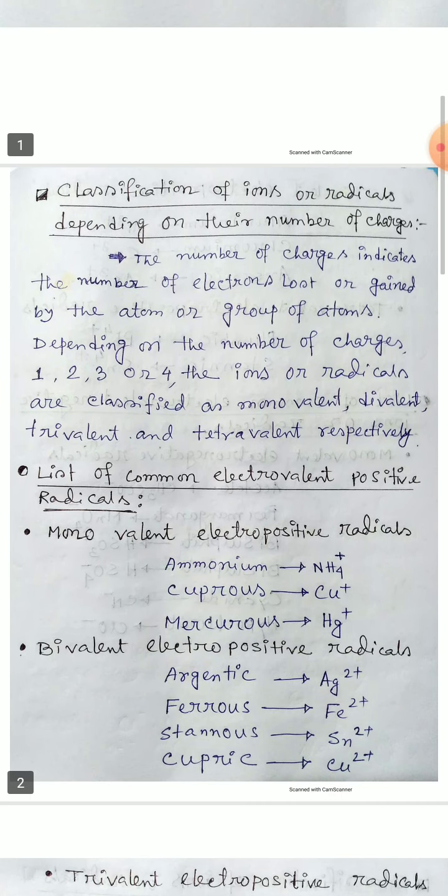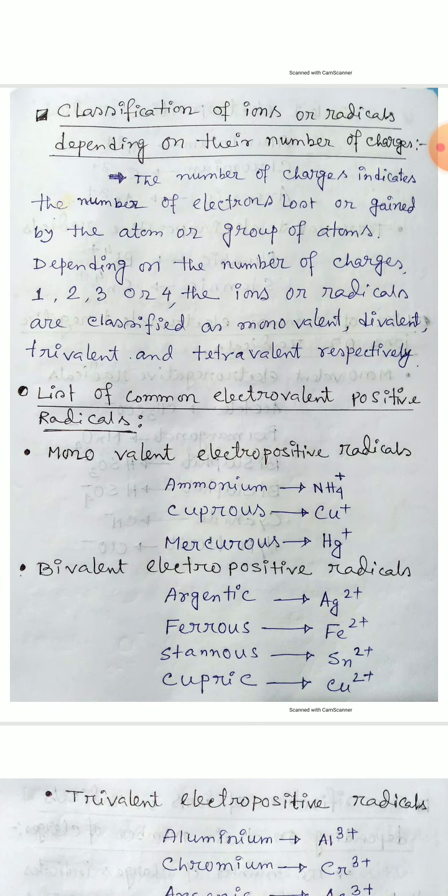Now, classification of ions or radicals depending on the number of charges. The number of charges indicates the number of electrons lost or gained by the atom or group of atoms. Depending on the number of charges, 1, 2, 3 or 4, the ions or radicals are classified as monovalent, divalent, trivalent, and tetravalent respectively.